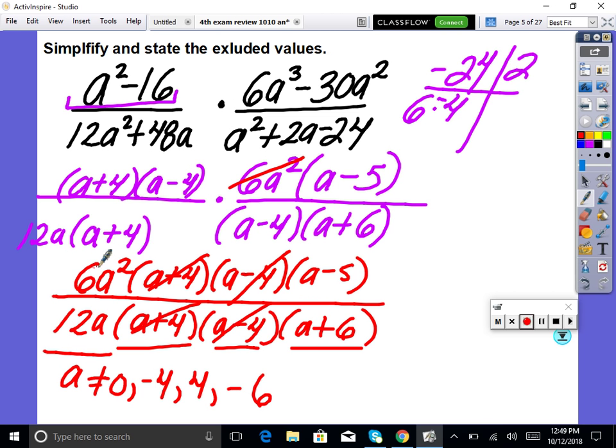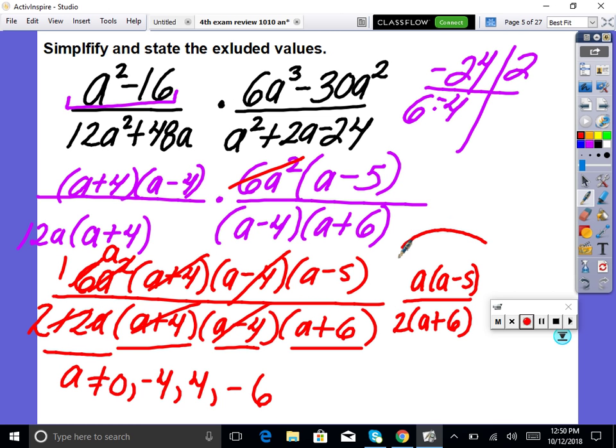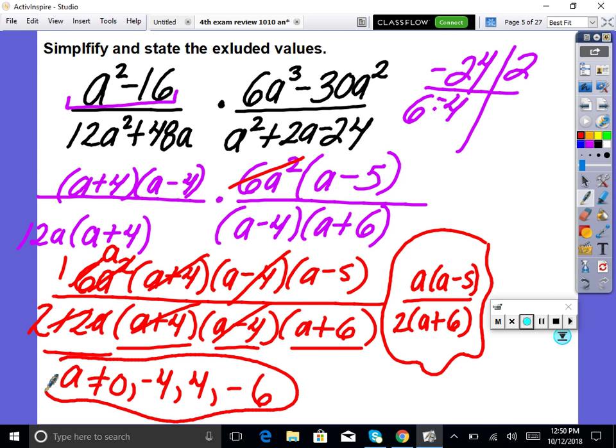6 and 12 divide out to become 1 and 2. A squared divides out with a and becomes an a on top. So then left on top, it looks like it's just a times a minus 5. Make sure you use parentheses. Left on bottom was a 2 and an a plus 6. It would not be incorrect to multiply that stuff back together, but factored form is just as good as standard form, so why do extra work? And I make sure I circle my restrictions since that was in the instructions to do so.